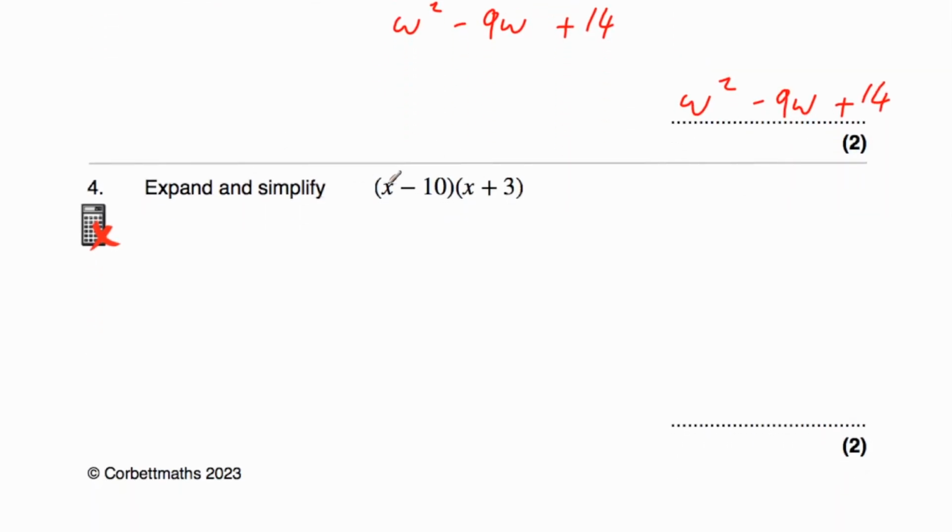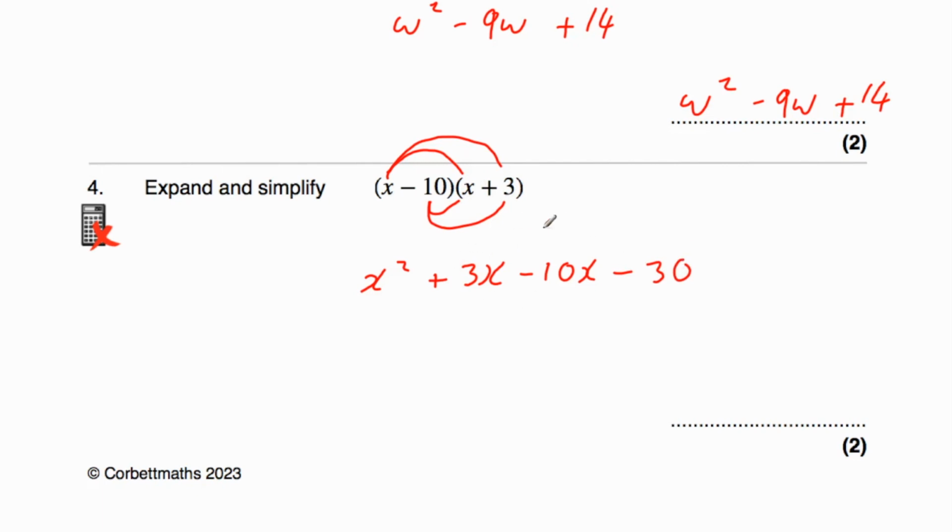So question number 4, we've been asked to expand and simplify x minus 10, x plus 3. So let's expand our brackets. X times x, that's x squared. X times 3, that's plus 3x. Minus 10 times x, well, that's going to be minus 10x. And finally, minus 10 times 3, well, negative times a positive is a negative, and 10 times 3 is 30. So minus 10 times 3 would be minus 30.